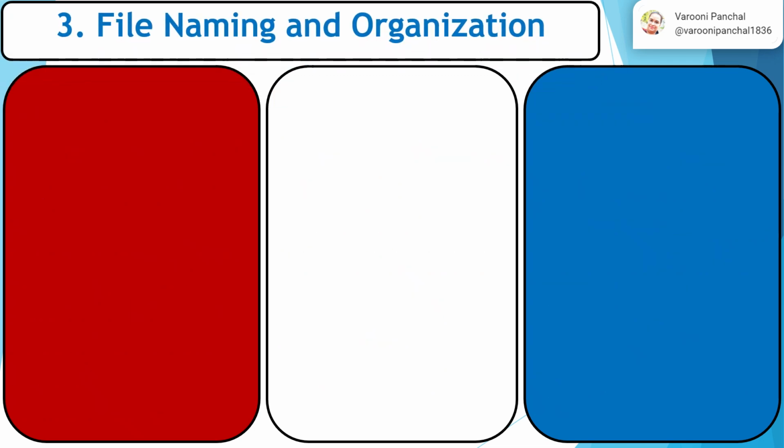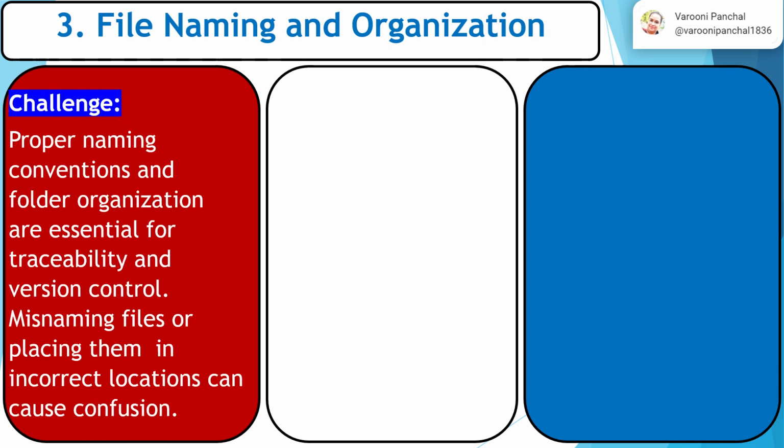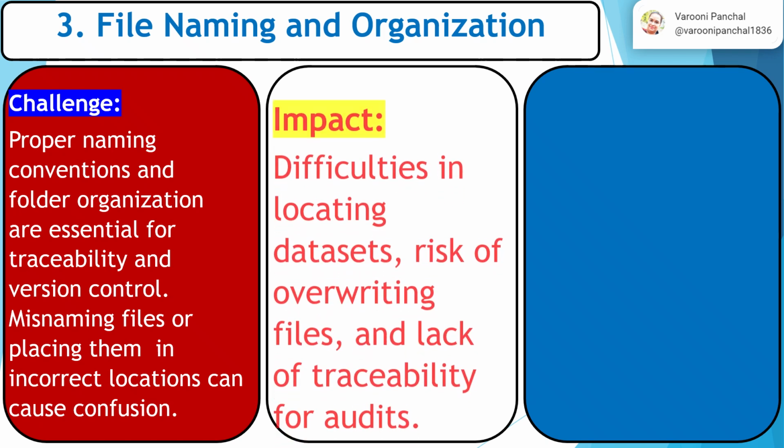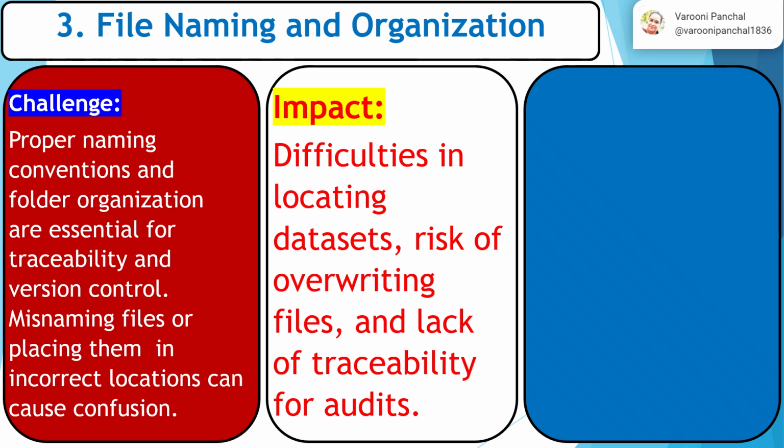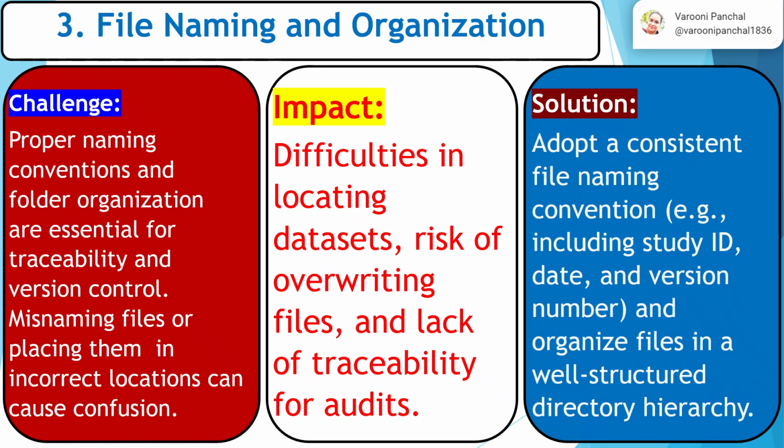Number 3. File naming and organization. Challenge. Proper naming conventions and folder organization are essential for traceability and version control. Misnaming files or placing them in incorrect locations can cause confusion. Impact. Difficulties in locating datasets, risk of overwriting files, and lack of traceability for audits. Solution. Adopt a consistent file naming convention, e.g., including study ID, date, and version number, and organize files in a well-structured directory hierarchy.